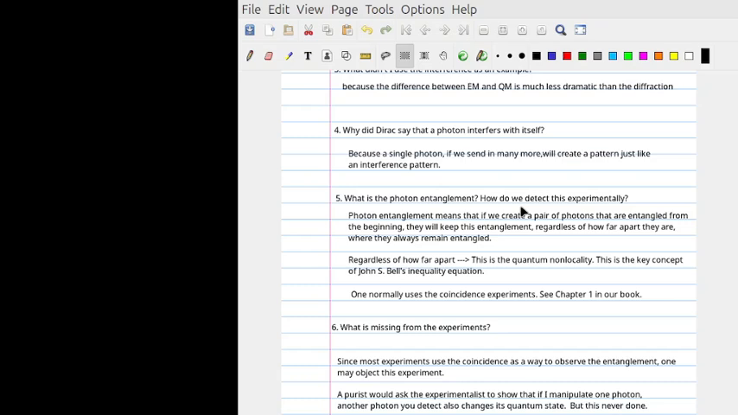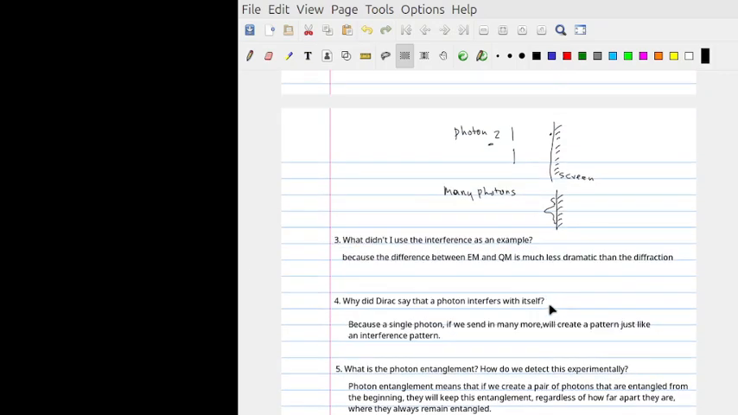Number 5, what is photon entanglement? How do we detect it experimentally? Photon entanglement means if we create a pair of photons that are entangled from the beginning, they will remain entangled regardless of how far apart they are. This means if you measure one photon, the other photon will be affected. How far doesn't matter. This is called entanglement.